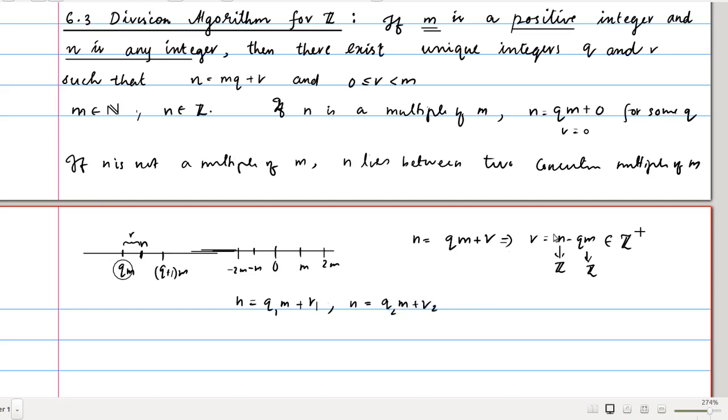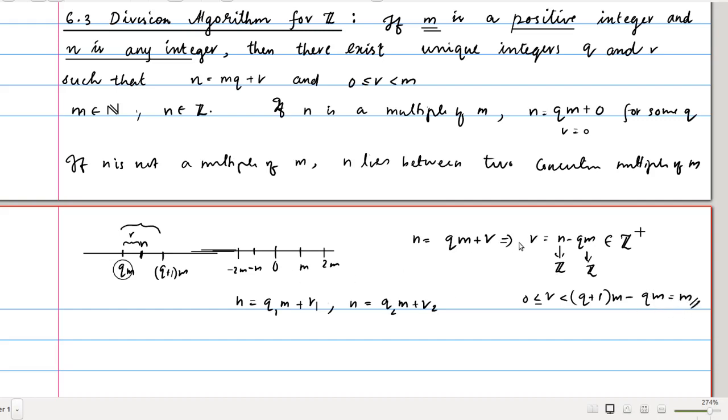And one thing we need to observe is that r is always non-negative, and this is always less than q plus 1 times m, minus q times m. That is because we know that this distance is always greater than this distance. So r is always less than the difference between these two numbers, q plus 1 times m minus q times m, and this is nothing but m.